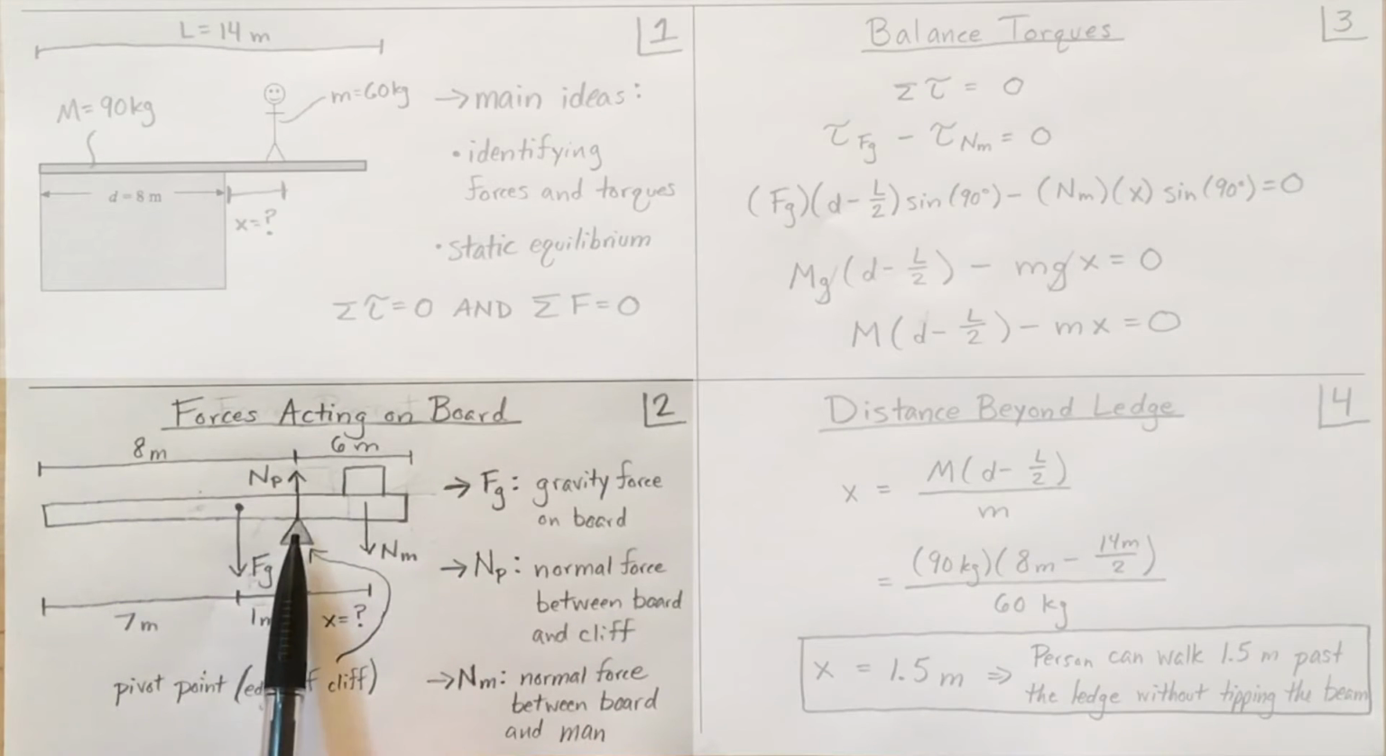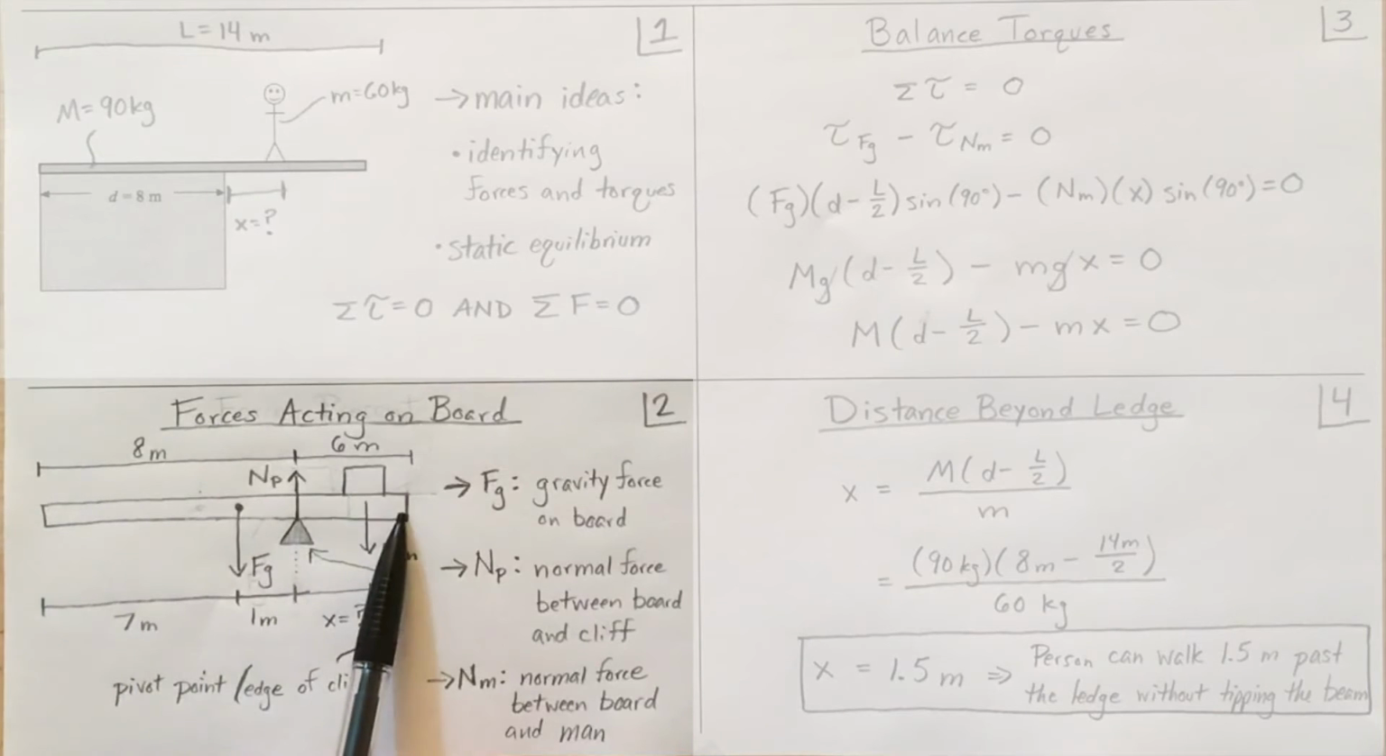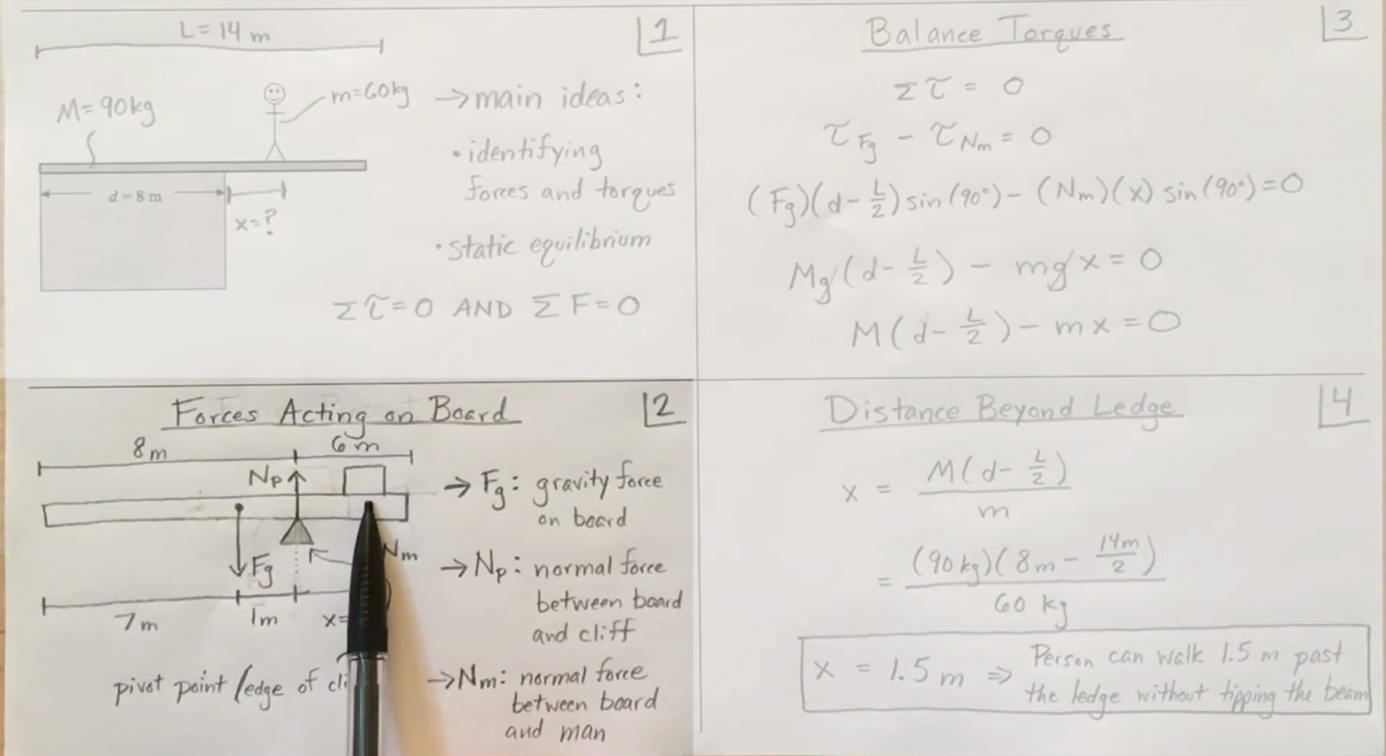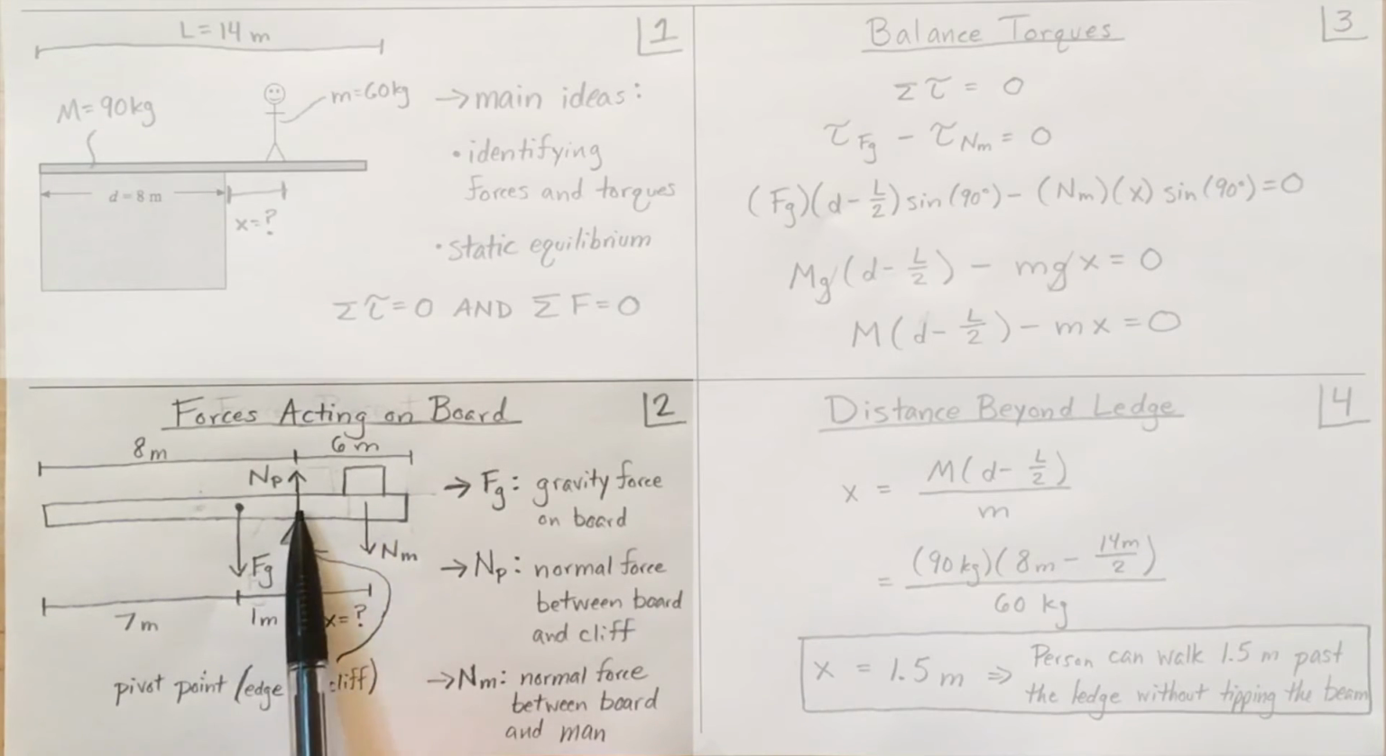The forces acting on the board in this situation are the gravity force acting at the center of mass of the board, which is halfway along the length of the board, which in this case will be 1 meter to the left of the pivot. The normal force on the board from the person, and the distance away from the pivot is what we want to find. And the third force is the normal force acting on the board at the pivot point.